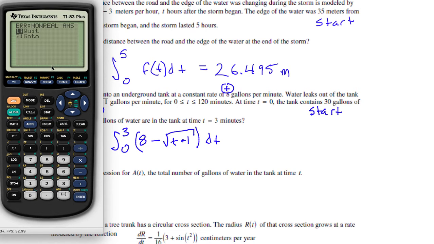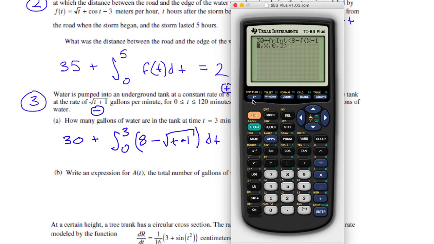Non-real answer. Can't see it. Oh, non-real answer means we have a square root of a negative? Yeah, so then how did t become negative? Did you accidentally put -3? No, it says from 0 to 3. That's interesting. I wonder if it happens if I come back here and enter it in here. So if I do 8 minus the square root of x plus 1, I'll end my parentheses to be very careful now and quit out of this.